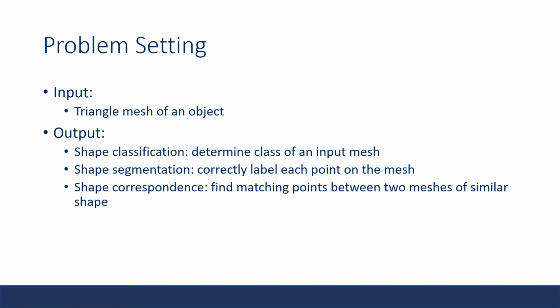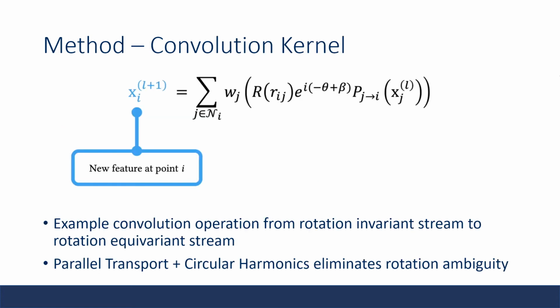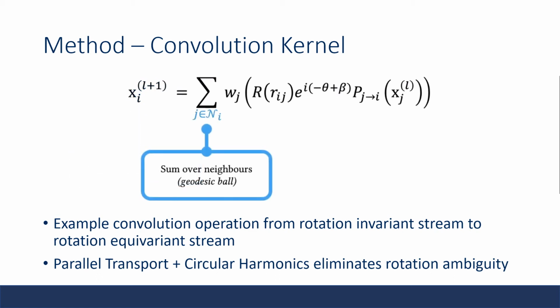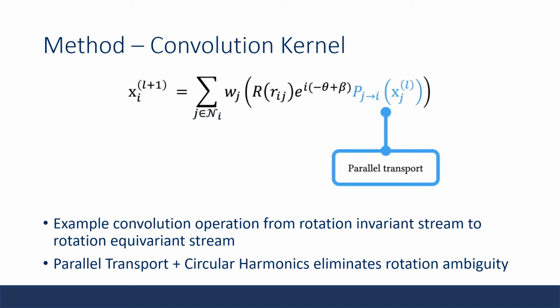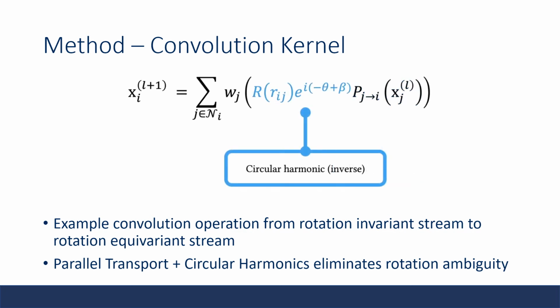The overall goal is to take in a triangle mesh of an object and output the shape classification, segmentation, and correspondence results. To do this, they formulate all the previously mentioned ideas into an overall convolution kernel. In this example here, we can see that we're trying to calculate the feature at layer L+1 and point I. To do this, we first find all the neighboring features based on a geodesic ball. For each neighboring feature, we parallel transport it into the same tangent plane as I so we can compare the feature vectors. Finally, we apply the circular harmonic function to do the convolution.